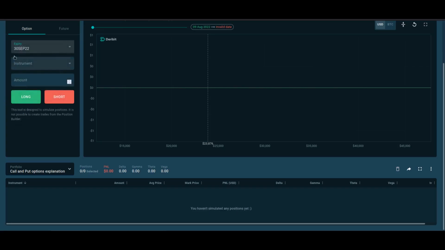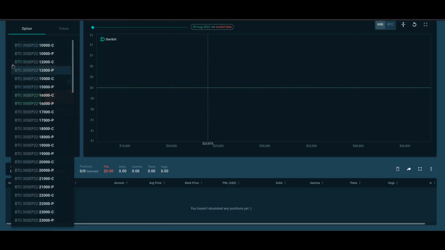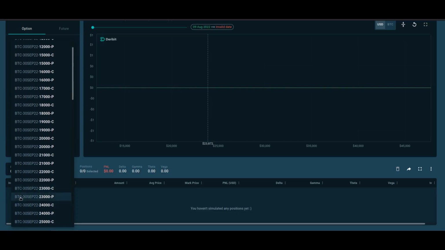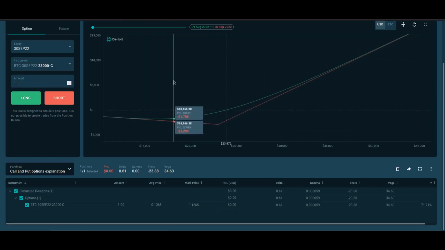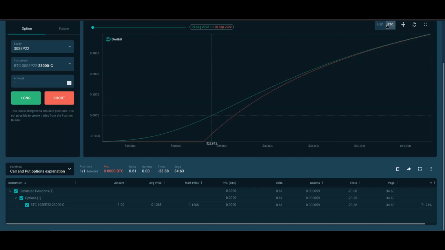For example, an option with an expiration date of 30th of September 2022. We have the BTC price now at 23,800, so let's take the closest strike. For example, let's take call options at 23,000 with expiration in September. Let's take one as the amount and we will get something like this.